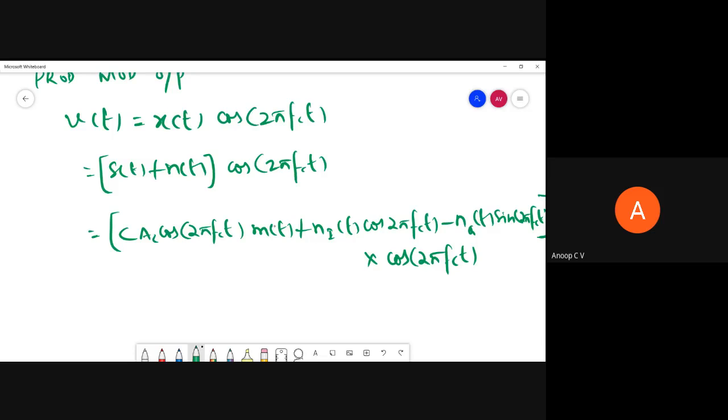Now we can simplify here. First term is c Ac cos 2 pi fct, second term is Ni of t cos 2 pi fct, third term is Nq of t sin 2 pi fct. In the first term we have cos 2 pi fct times cos 2 pi fct, which is cos square 2 pi fct. That is equal to 1 plus cos 4 pi fct all divided by 2, since cos square theta is 1 plus cos 2 theta all divided by 2. So we can simplify it like that.